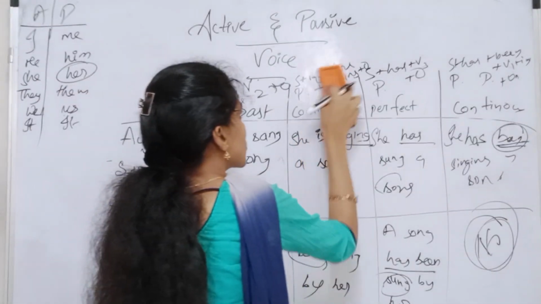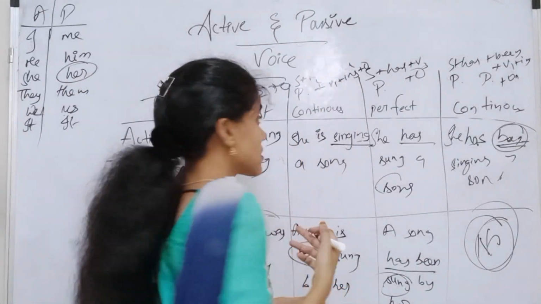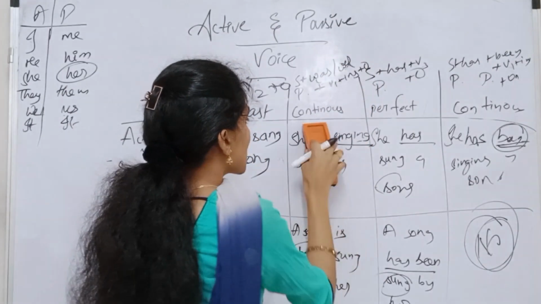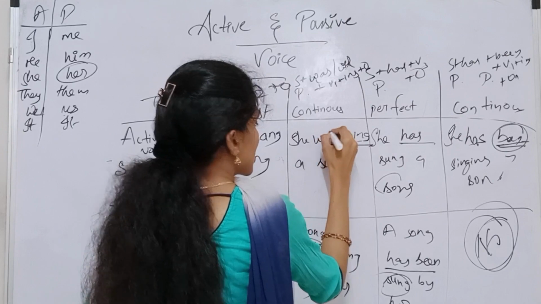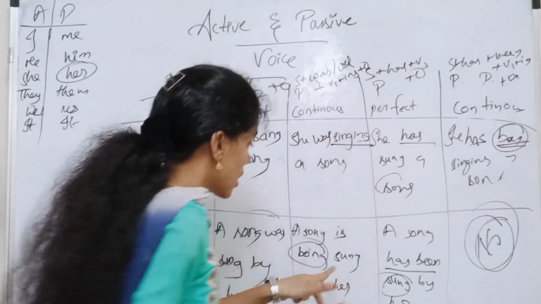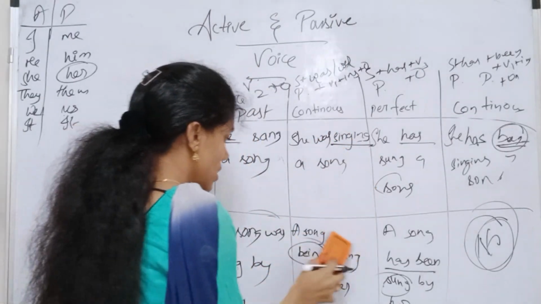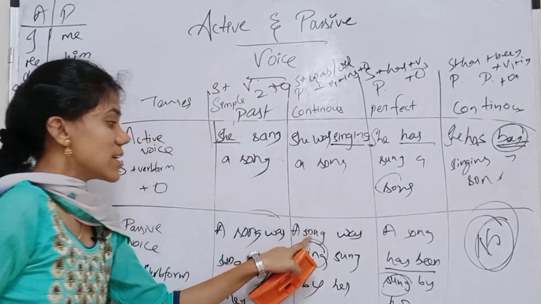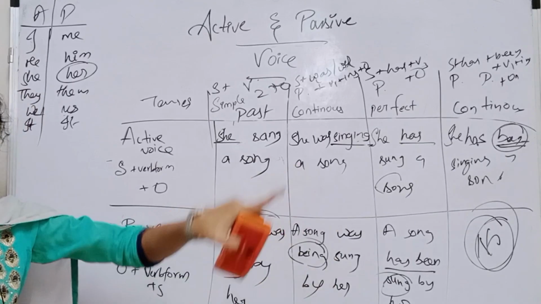Coming to past continuous, instead of is or are in the present tense, we use was or were. So: she was singing a song. That is your active voice. Now I am converting this into passive voice. The ing form gives "being" again: a song was being sung by her, in the same way.